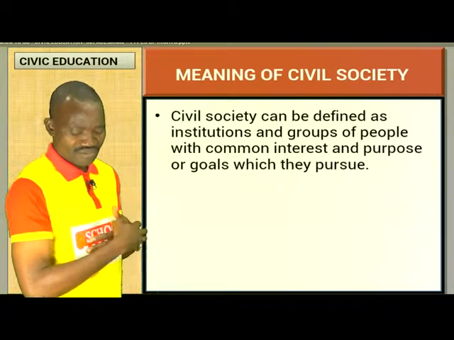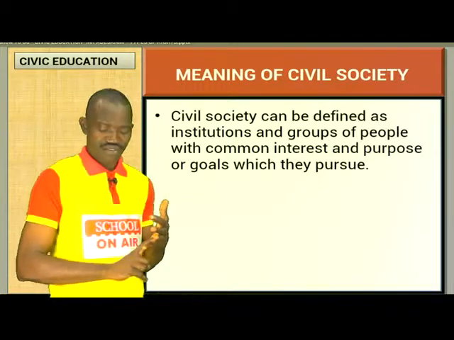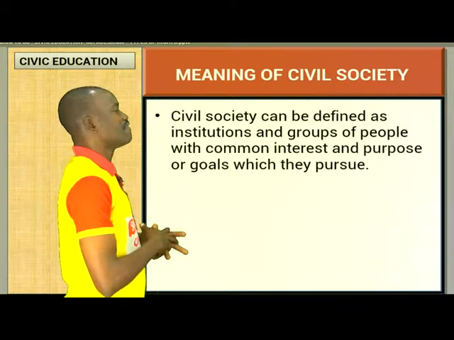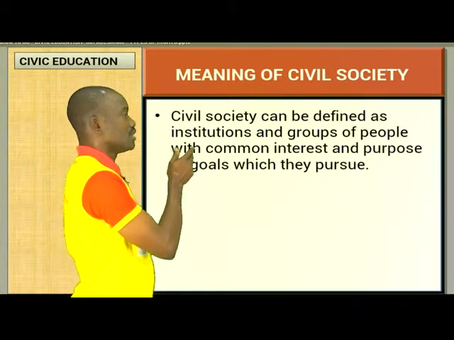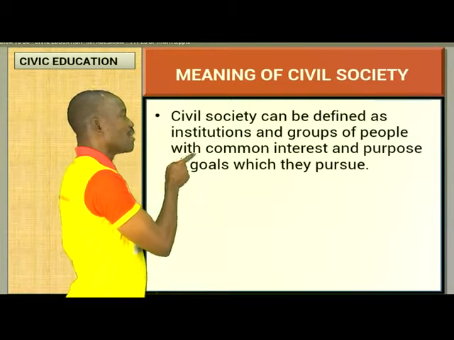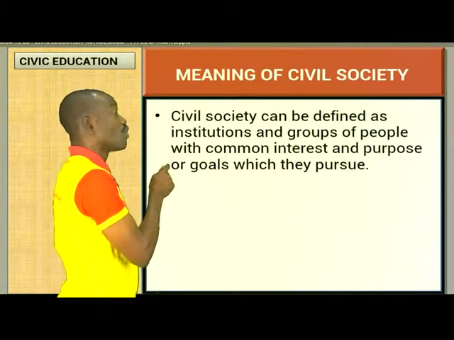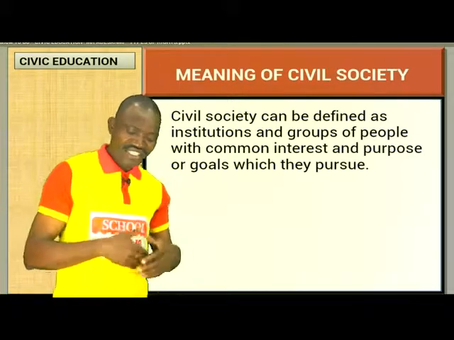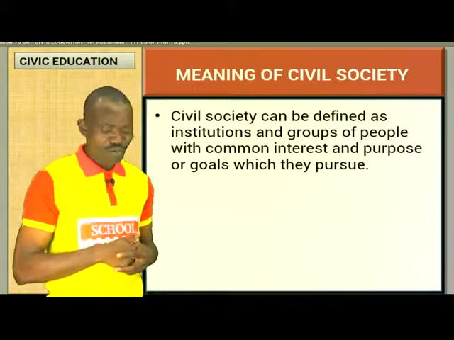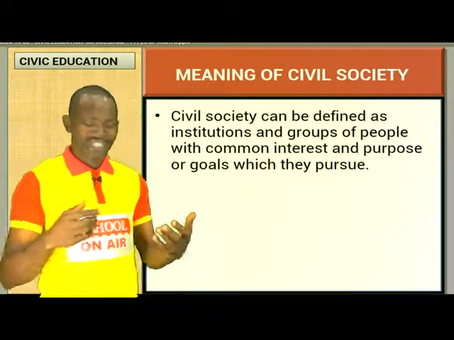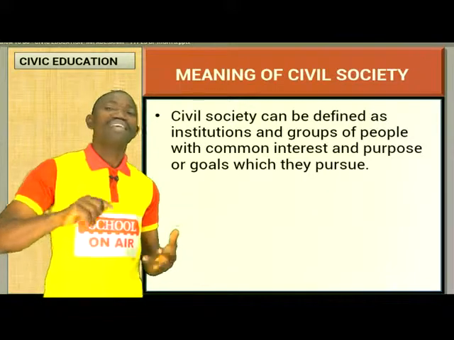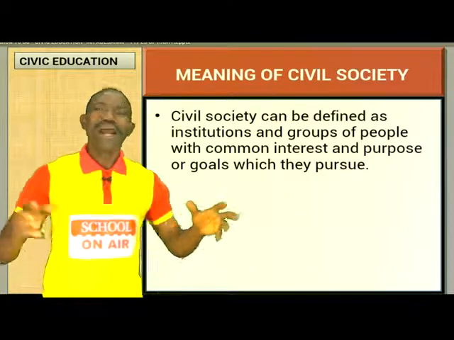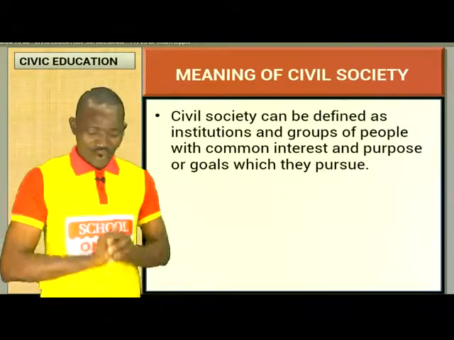What is civil society? Civil and society. Civil society can be defined as institutions and groups of people with common interest and purpose or goals which they pursue. They are institutions, groups of people coming together because they have common interest, because they have a target, they have a goal. And so they can only achieve this goal by coming together and doing it collectively.